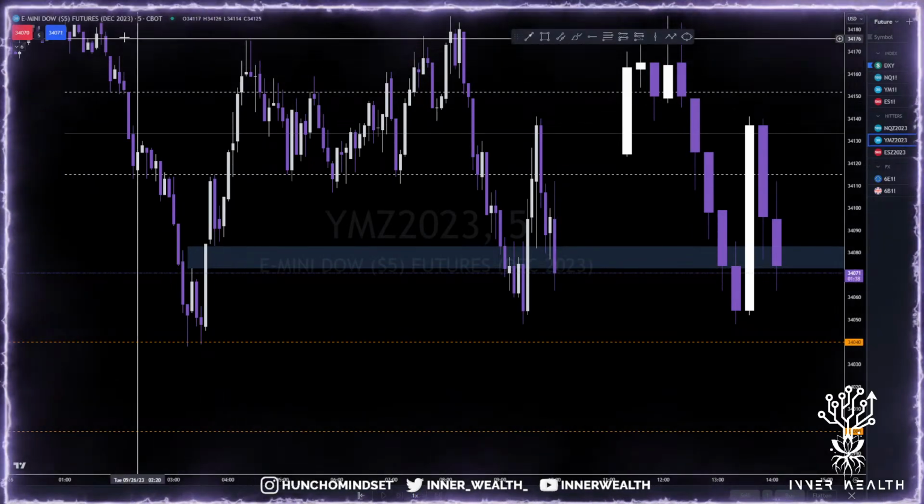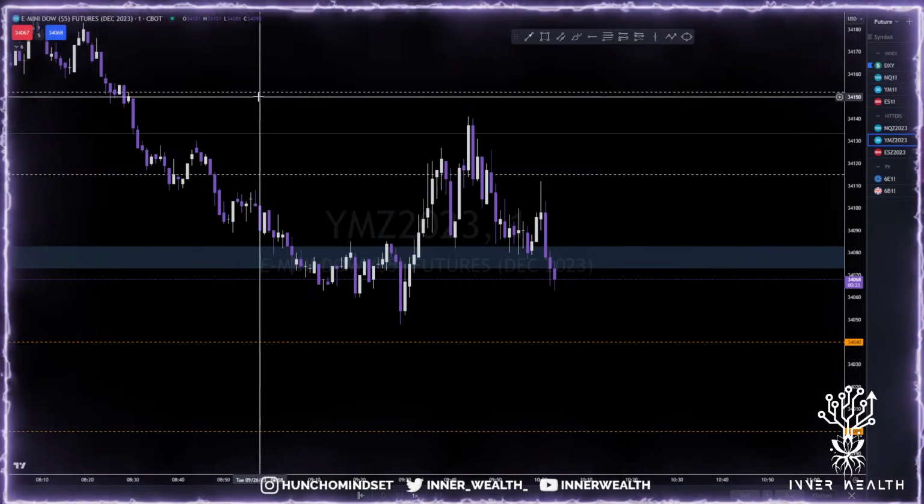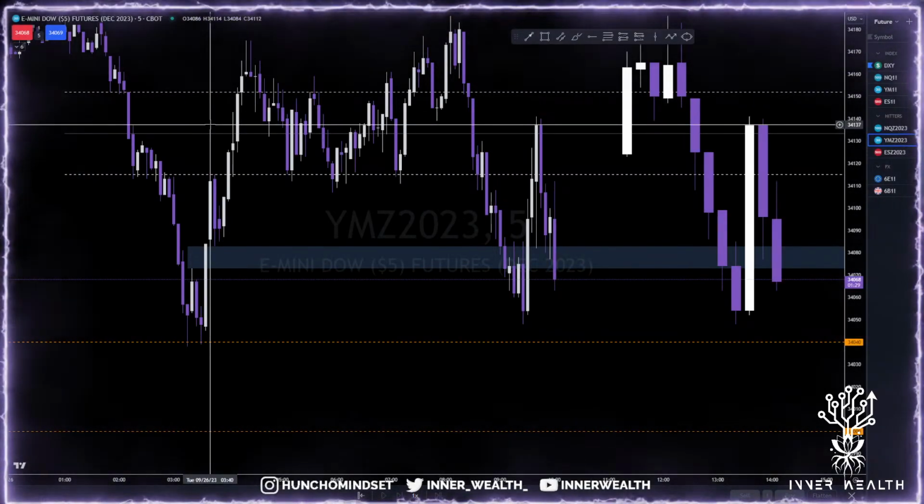If we get a 1 minute accumulation here, we may get this long. All right, maybe. Maybe it has to be a nice 1 minute accumulation. I'm just gonna leave that area there though, on the 5 minute.